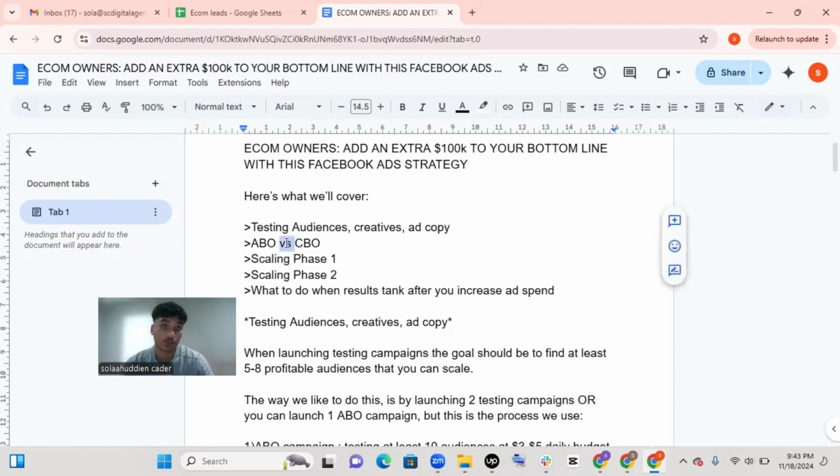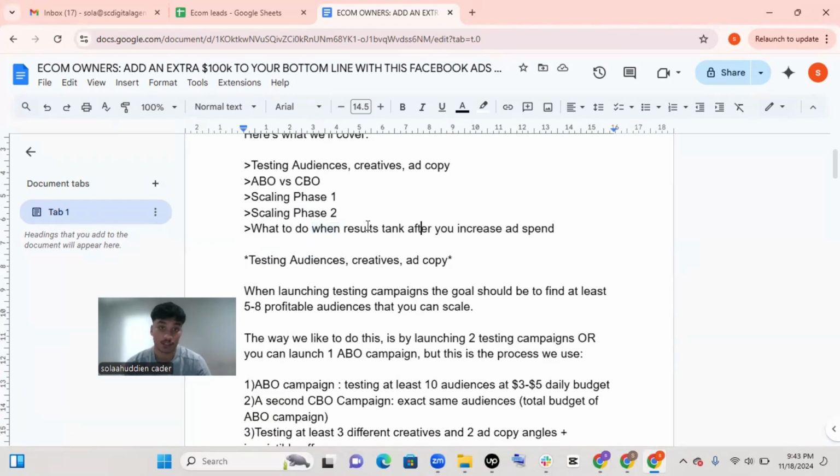That said, we're also going to touch on the difference between ABO and CBO and how you can test that out. Then we'll go through scaling phase one, and then scaling phase two. The goal is that you can copy the system to help you generate at least 100K per month from your Facebook ads, provided you have the resources to scale to that level. I'm also going to share some tips if you notice that your results tank after you increase your ad spend.